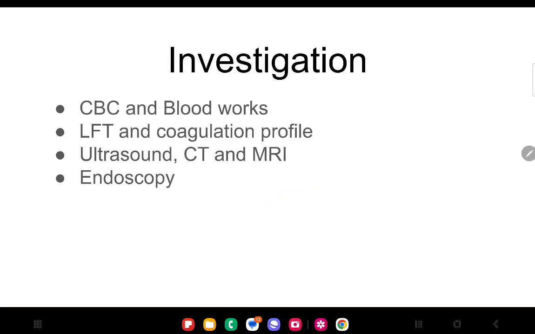What are the investigations for this condition? You have to do baseline investigations, as we have said: complete blood count and blood work like liver function test, coagulation profile, renal function test, and ultrasound, CT scan, and MRI for the organs. And the most important thing is endoscopic diagnosis and investigation.